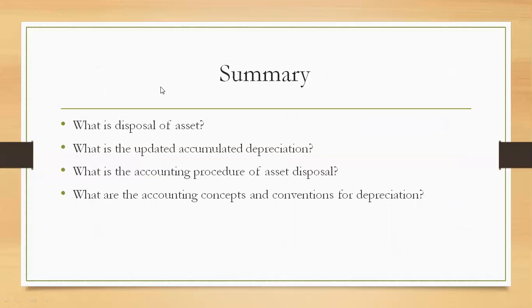Now let's summarize whatever we did today. First of all, we had discussed what is disposal of asset. And we know what is the meaning of disposal. To get rid of non-current assets, we have multiple methods. It can be through sale, it can be through donation, it can be trade-in, and it can be drawings.